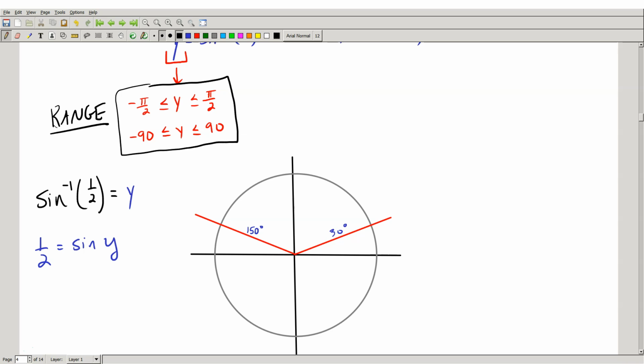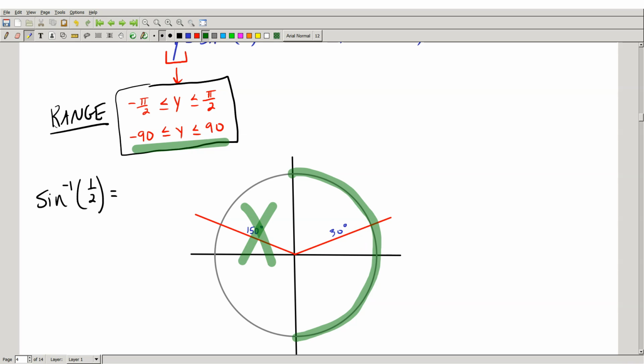So back to our question here, right? What is the sine inverse of 1/2? Well, we have multiple spots on the unit circle that give 1/2. We have one right here, we have one right here. However, because the range is defined as negative 90 to positive 90, I'm only going to take any of the answers that are from negative 90 to positive 90, which you can see here is going to include the 30 degrees. It will not include the 150 degrees in this problem. So my answer here is going to be 30 degrees.